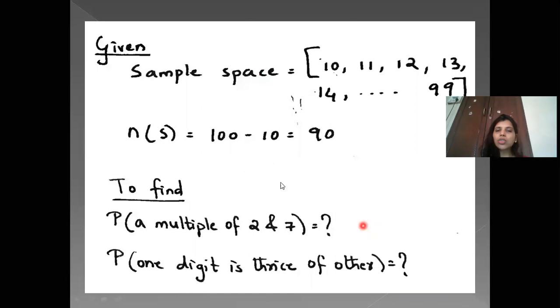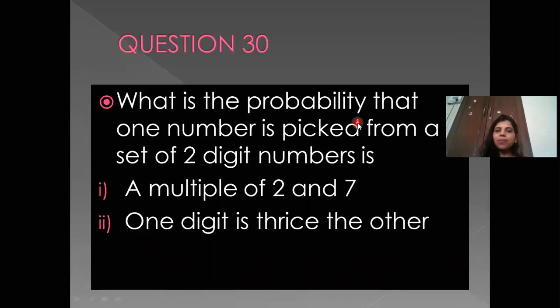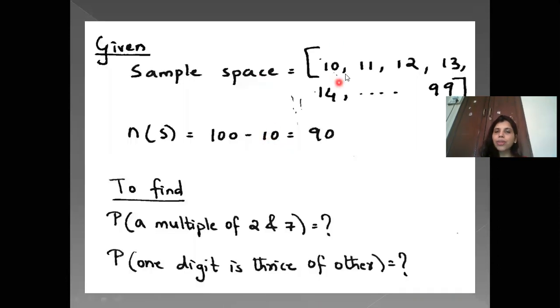Now here you have to list the sample space, as they have said that it's a two-digit number. Two-digit numbers start from 10, because till 9 it is one digit, and end at 99. Now you understand that 10 numbers are deleted, because 1 to 100 is 100 numbers, and 1 to 9 is 9 numbers and 100 is the 10th number. So the sample space is 100 minus 10, that is equal to 90.